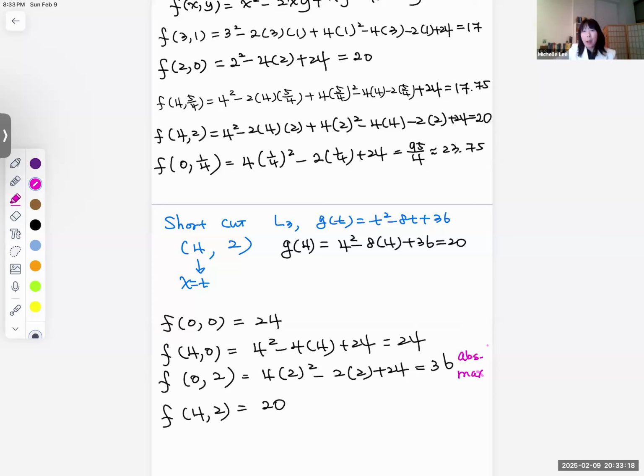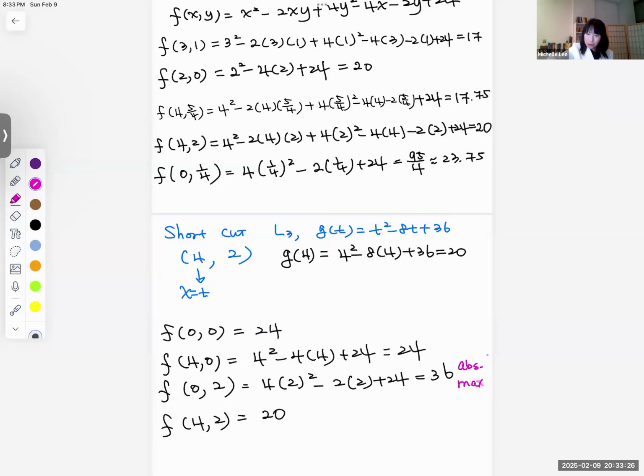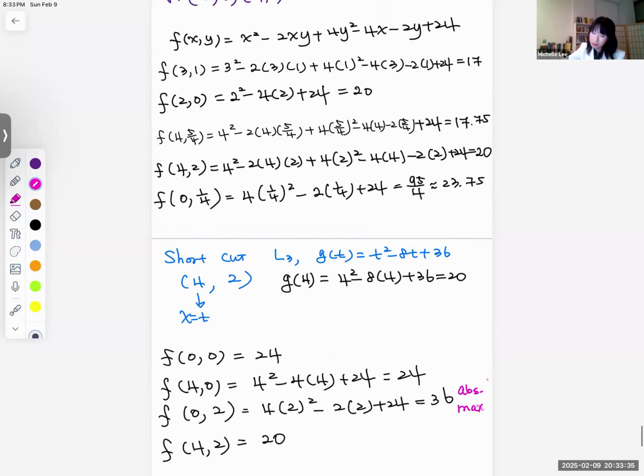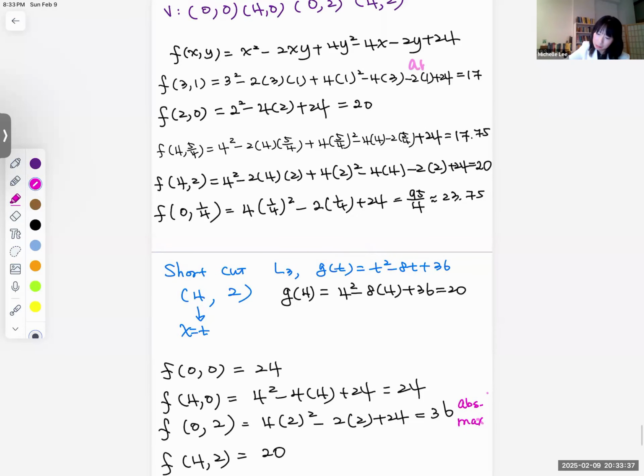Okay, how about the absolute minimum? The lowest one? 17 or 17.75? Which one is that? Yeah, 17. So 17 is the absolute minimum.